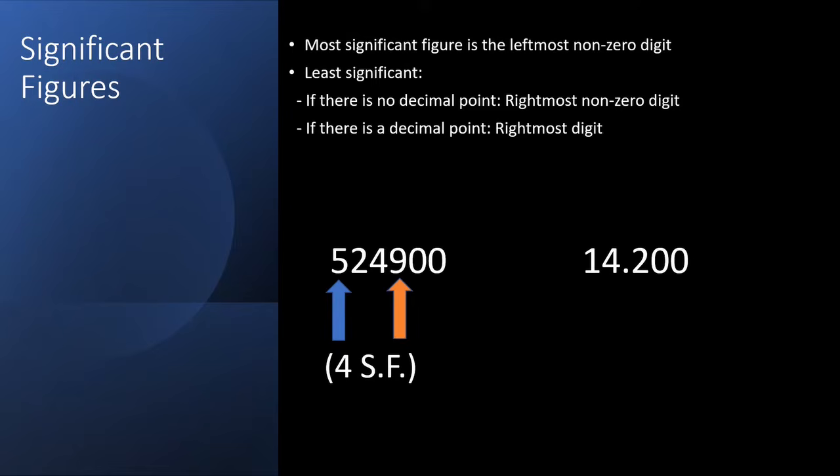Now let's look at the other example. Again, the leftmost non-zero digit is 1 in this case, so this is the most significant figure. There is a decimal point, right? So the rightmost digit, which is this 0 in our case, is the least significant. So this number has 5 significant figures.